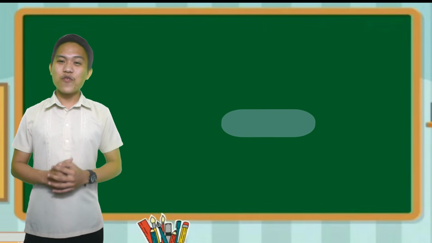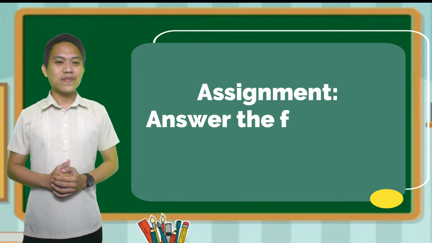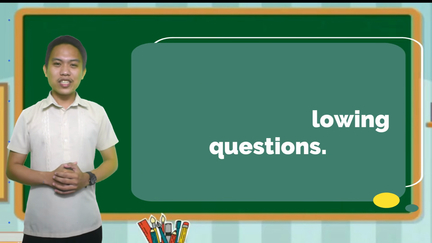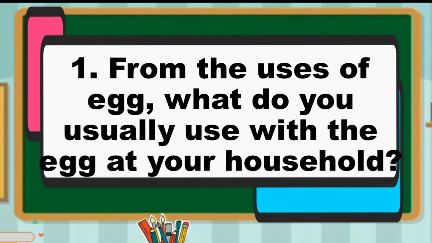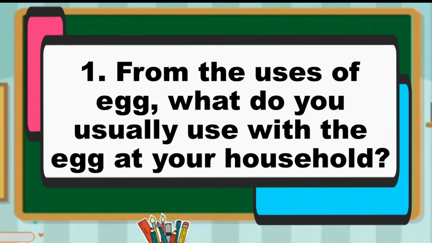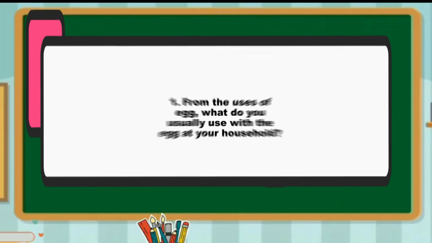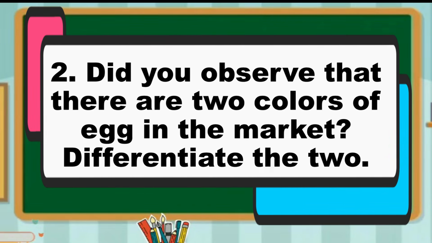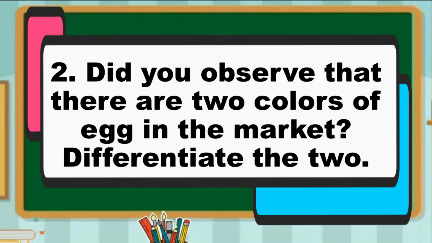Let us see how far you have learned from this lesson. To show your understanding, I want you to answer the following questions. Number 1. From the uses of egg, what do you usually use with the egg at your household? And number 2, did you observe that there are 2 colors of egg in the market? Differentiate the two.